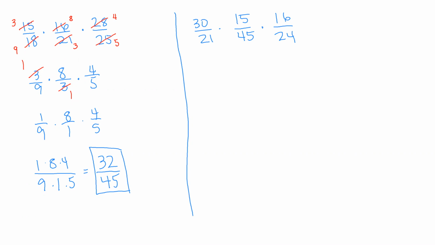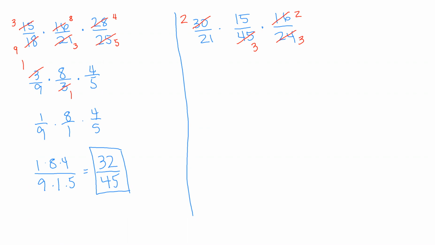For me, I noticed right away that 30 and 45 have a 15 in common. So 30 divided by 15 is 2. 45 divided by 15 is 3. I also noticed that 16 and 24 have an 8 in common. So 16 divided by 8 is 2. 24 divided by 8 is 3.